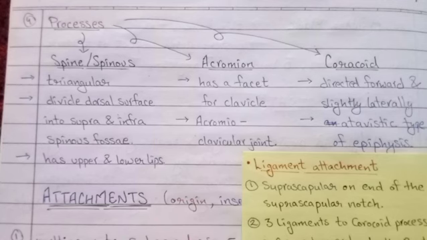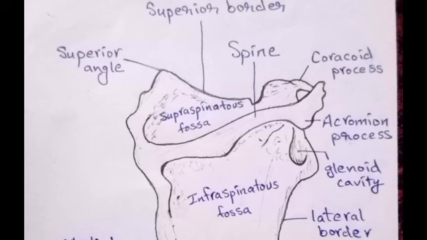The scapular bone has three processes: spine process, acromion process, and the coracoid process. Spine process is triangular and has posterior and anterior border. Posterior border of spine has two lips, upper lip and lower lip.